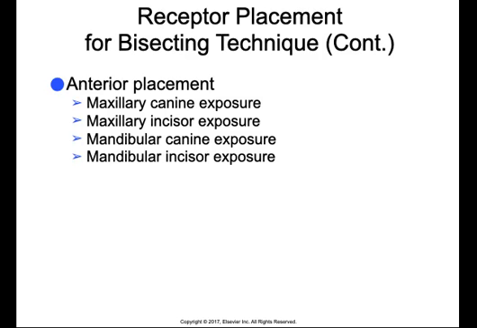So just remember, anterior receptors are always placed vertically with the white side of the film facing the teeth, and then always center the receptor over the areas to be examined, just so that you don't end up with any missed receptors, which will give you something called a cone cut.